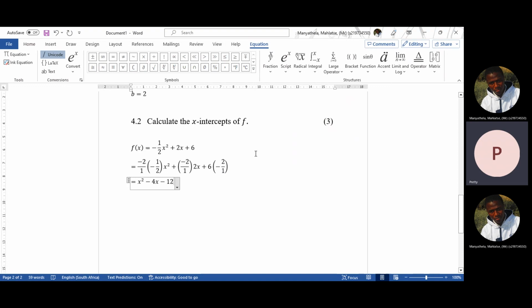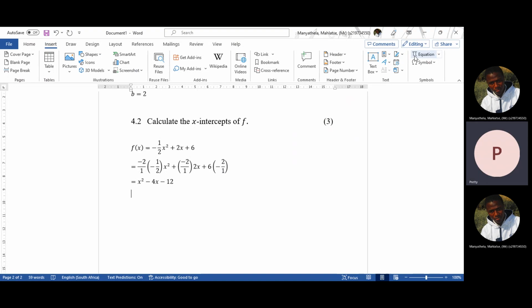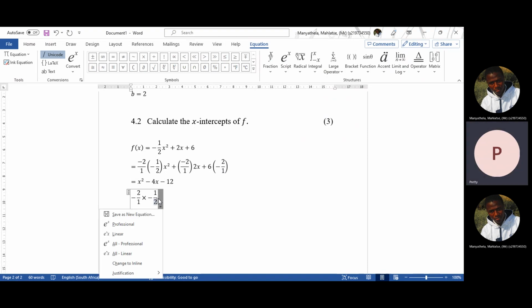I multiply minus 2 over 1 by minus 1 over 2, positive 4. That's impossible. Let me do the calculation again. Minus 2 over 1 times minus 1 over 2. So this thing is simple and straightforward.